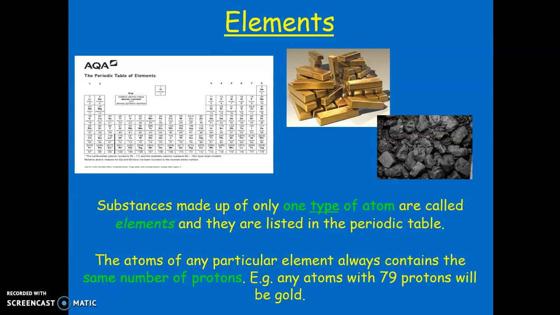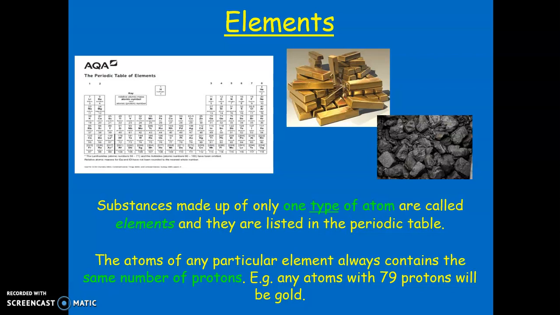So what's an element? Well, going back to the periodic table, elements are made up of only one type of atom. So for example, if you were to get a lump of gold, every atom in that will be identical to each other. They'll all be gold atoms. They'll all have the same number of protons. But if you were to compare those atoms to, say, a lump of coal, carbon, they'd be different to the gold atom. But all of the carbon atoms will be the same as each other.